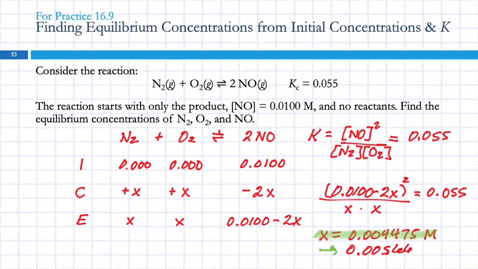So if we put this answer in, 0.0100 minus 2 times that gives us a negative concentration. 0.01 minus 2 times 0.00566. That tells me the concentration of the product at equilibrium is negative 0.00132, which is not possible. I was looking at this and saying to myself, this isn't bigger than that, what's the problem? But I forgot about the 2.